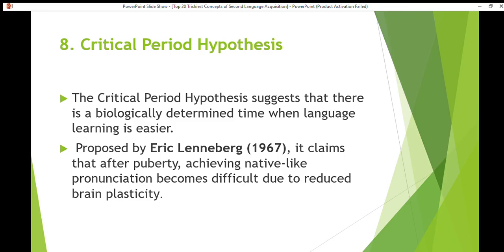This idea says children learn language more easily than adults. Adults can learn languages, but pronunciation is hard. A child learns an English accent naturally, but an adult keeps a strong accent.